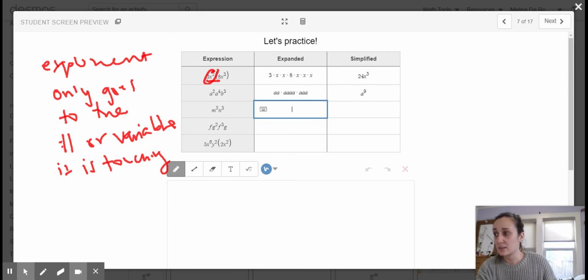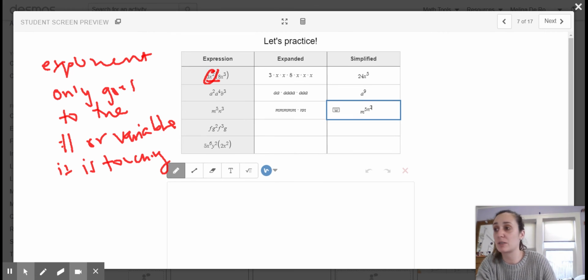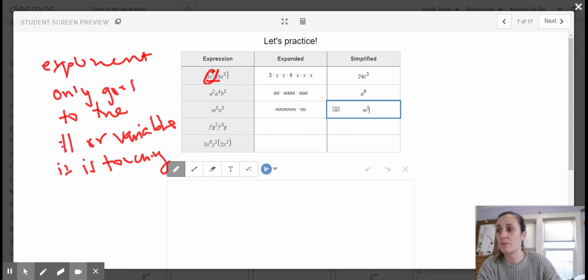This one, I have 5 m's, 1, 2, 3, 4, 5. I have 2 n's, 1, 2. Since these are different bases, they have different letters, I cannot combine them. There's nothing I can do here. So the simplified version again is I'm multiplying m 5 times, and I'm multiplying n 2 times. That can't be simplified.